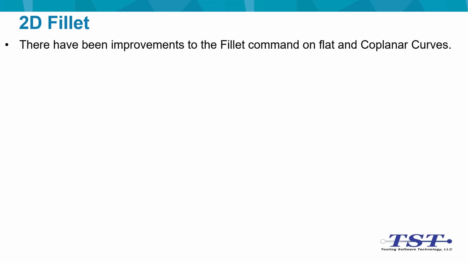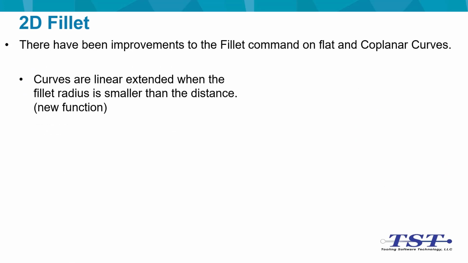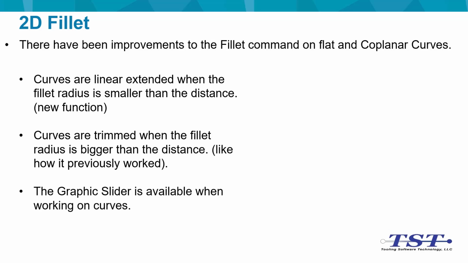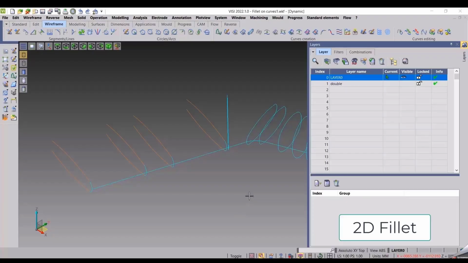So we're going to go over 2D fillets. It is now possible with some improved enhancements to fillets to be able to create a radius that's smaller than the area. The curve linear will extend to it, making it a smaller distance, and it will automatically trim using graphic sliders. So you can see in this video example, I have some 2D fillets that I want to insert in.